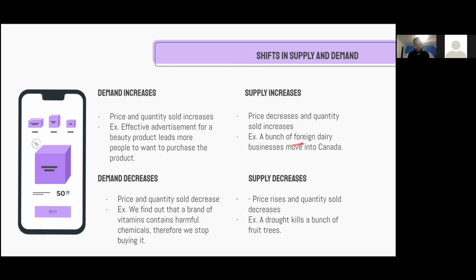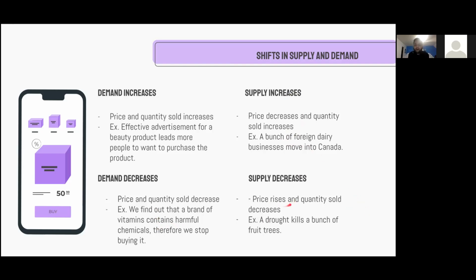Let's say a bunch of foreign dairy businesses decide to move into Canada, because now we have all the dairy that's produced in Canada, plus a bunch of foreign dairy that's produced out of Canada, meaning the supply ends up increasing in that specific context. There might be random instances of supply decreases as well, right?